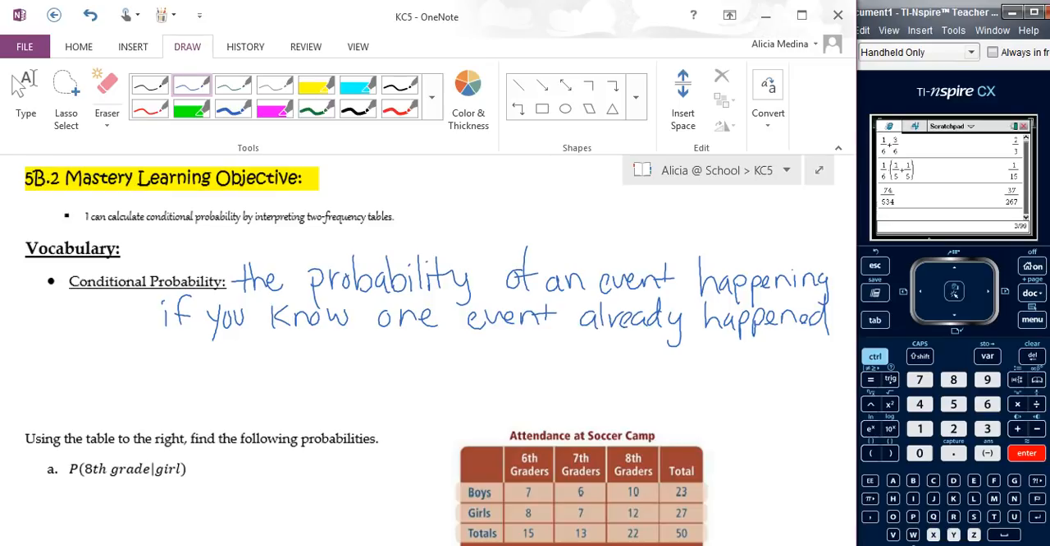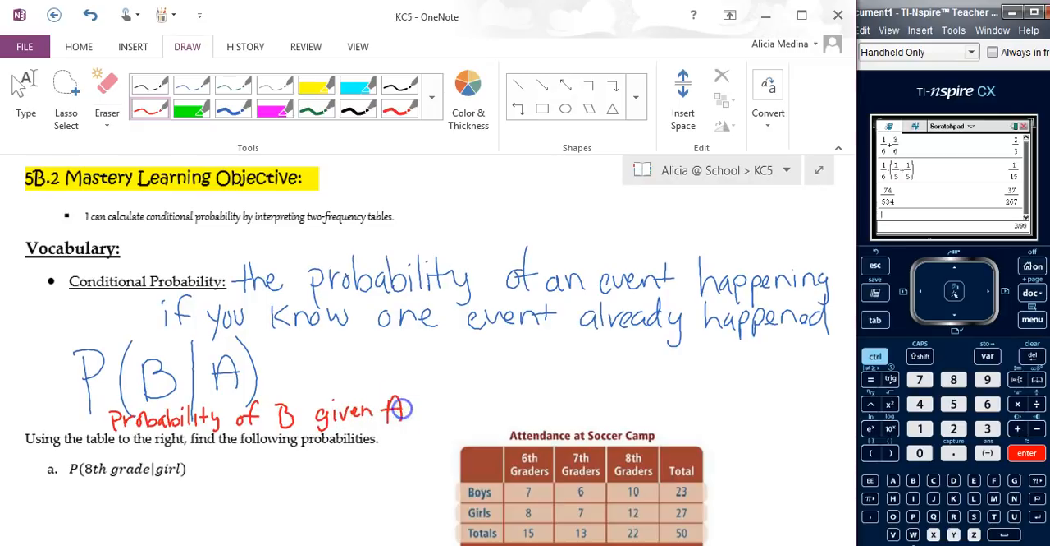And the way that we see this written in notation is you see the probability of some event, so some event B, given A already happened. So again, if you see that little bar, the way that we would read this out loud is the probability of B given that A already took place. Anytime you see that bar, that means the word given. So it's whatever already happened.